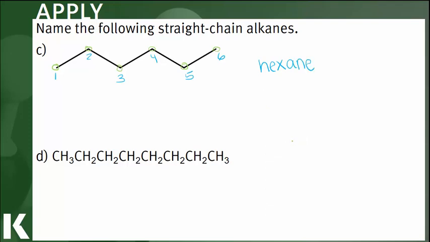One more practice problem together. Here we're given the formula again, but our task is the same. Identify how many carbons and apply the correct prefix added to the suffix -ane. So here, let's count our carbons. 1, 2, 3, 4, 5, 6, 7, 8.